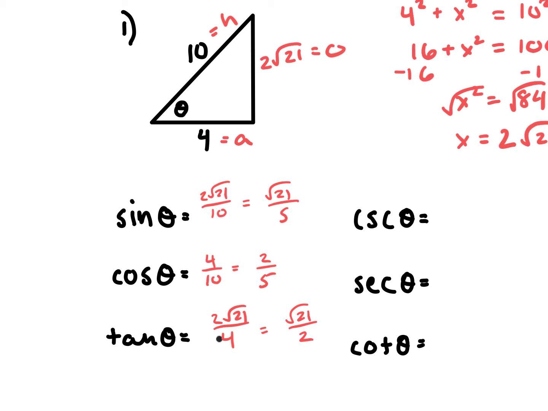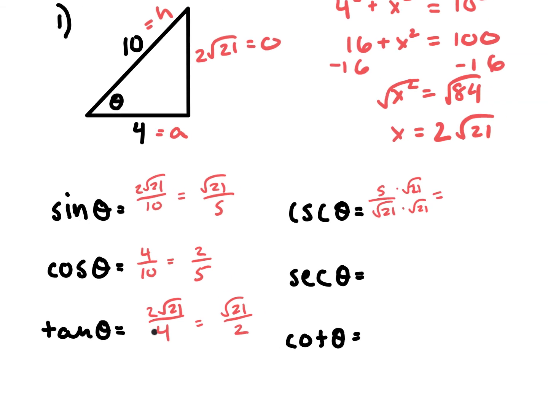Then we have our reciprocal functions. So cosecant, we flip sine, so it would be 5 over square root 21. Can I leave this as my answer? No. What do I have to do? Rationalize. So multiply square root 21 on the top and the bottom. What do I get? 5 square root 21 over 21. Awesome.